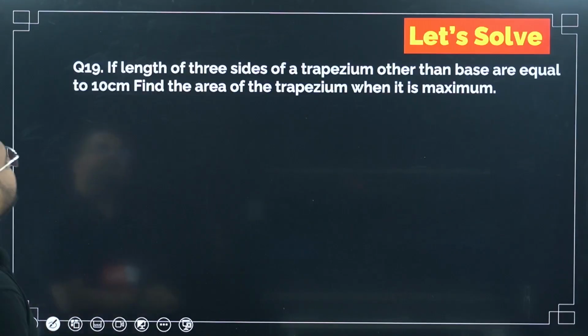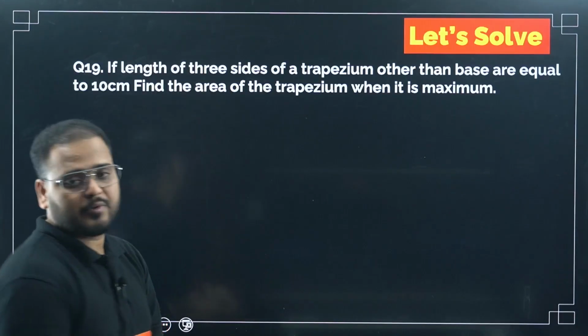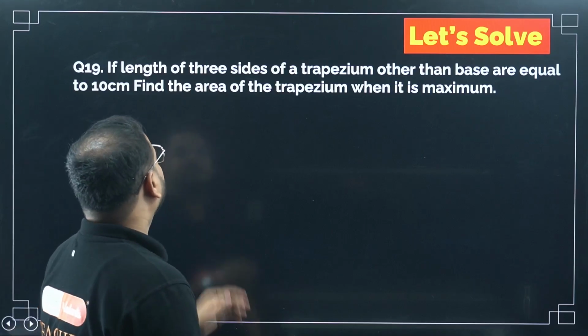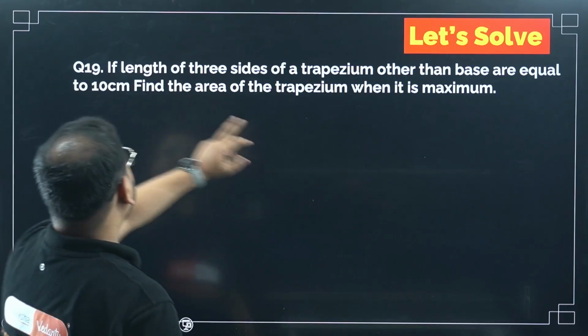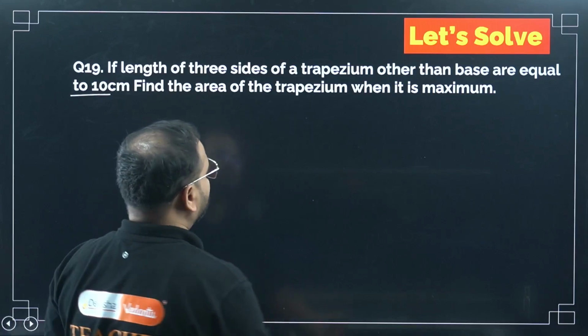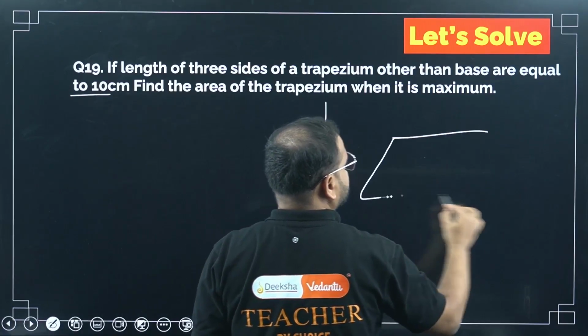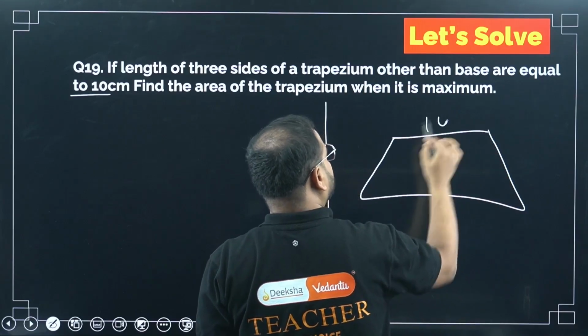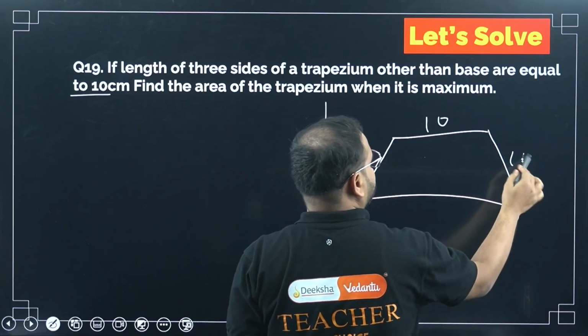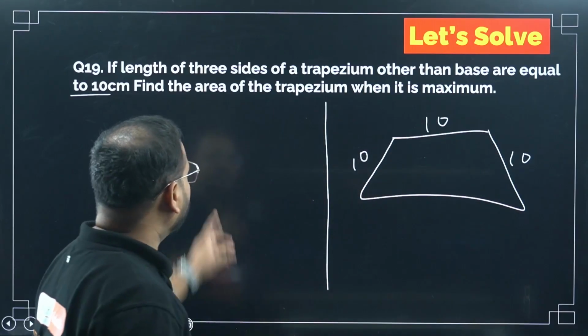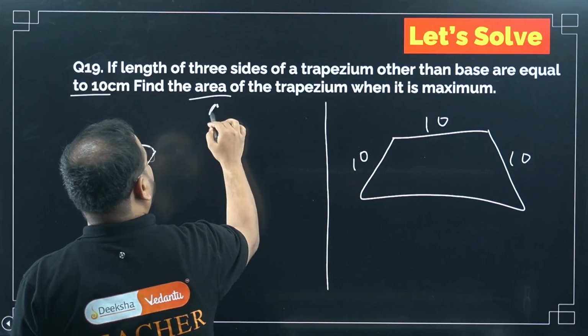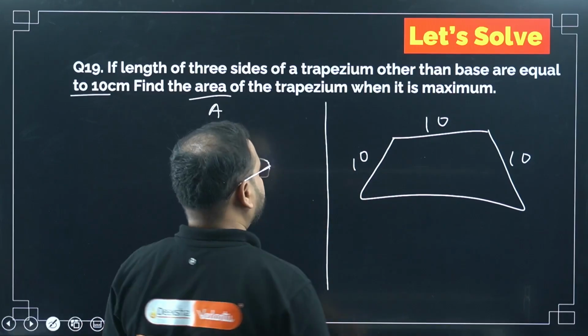Let's move ahead. If the length of 3 sides of a trapezium, very good question, other than the base, are equal to 10 centimeter, means what? Check here. A trapezium is like this. They're saying that this is 10, this is 10, and this is also 10. Find the area when it is maximum.